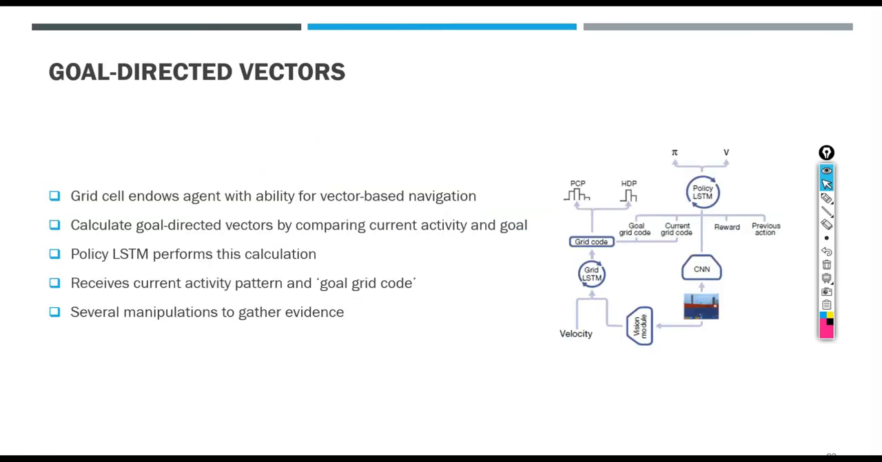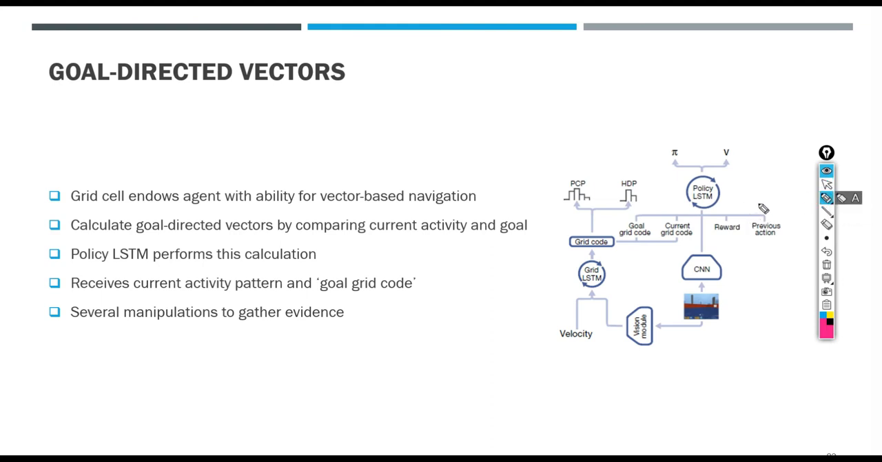So one of the central claims of this paper was that the grid cells endow the agents with the ability to perform vector-based navigation. So it enabled the downstream regions to calculate the goal-directed vectors by comparing the current activity with that of a remembered goal. Here, the policy LSTM carries out similar calculation steps.